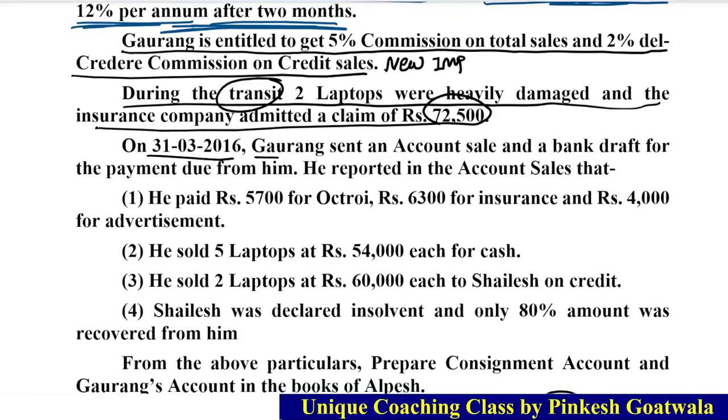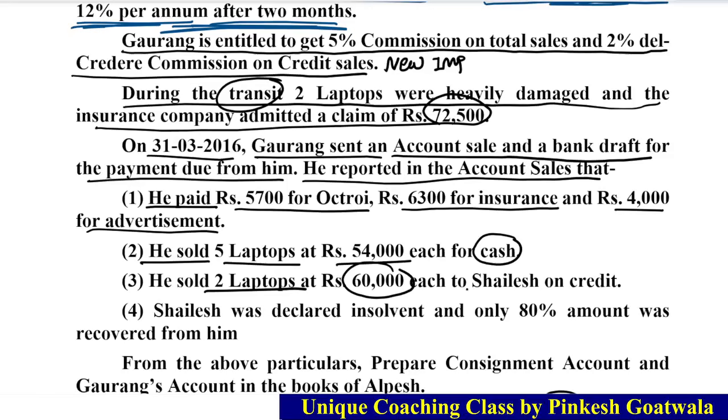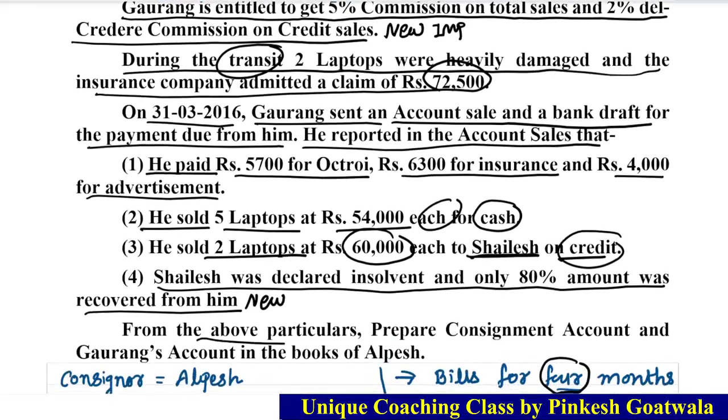On 31st March 16, Gaurang sent an account sale and a bank draft for the payment due from him. He reported in the account sales that he paid 5,700 for octroi, 6,300 for insurance, 4,000 for advertisement. He sold 5 laptops at rupees 54,000 each for cash. Okay, sold for cash. And 2 laptops at 60,000 each to Shailesh on credit. So there is a credit sale and a cash sale. Shailesh was declared insolvent and only 80% amount was recoverable from him. So it's also a new point. It comes the first time. From the above particulars, prepare consignment account and Gaurang's account in the books of Alpesh.